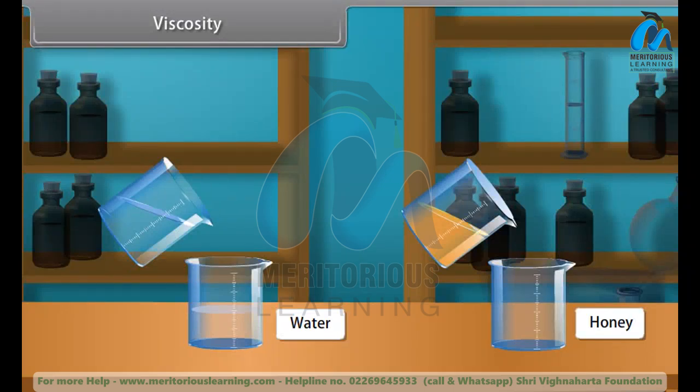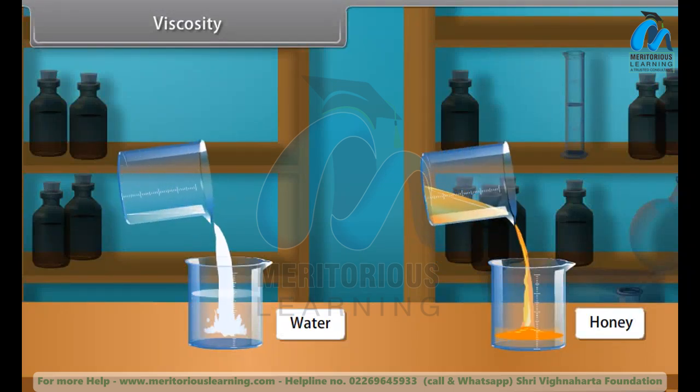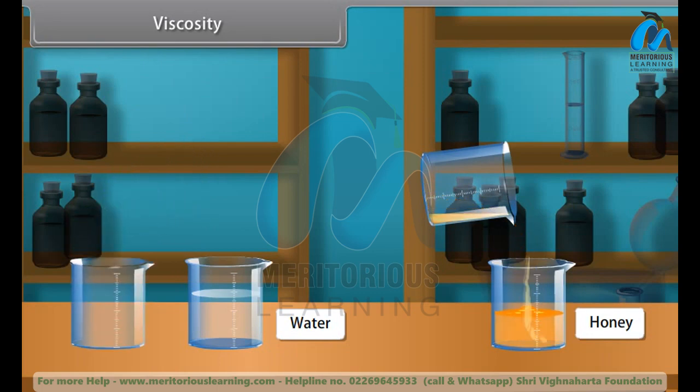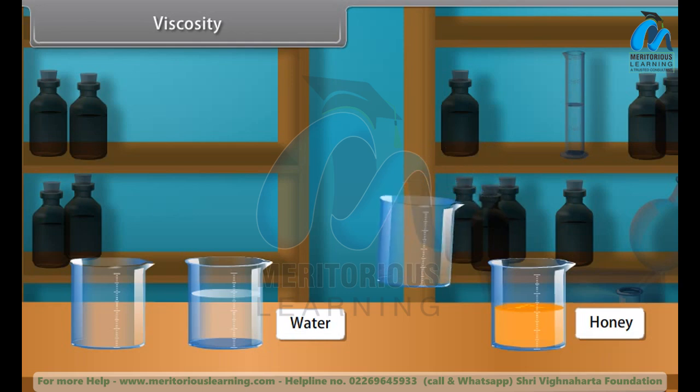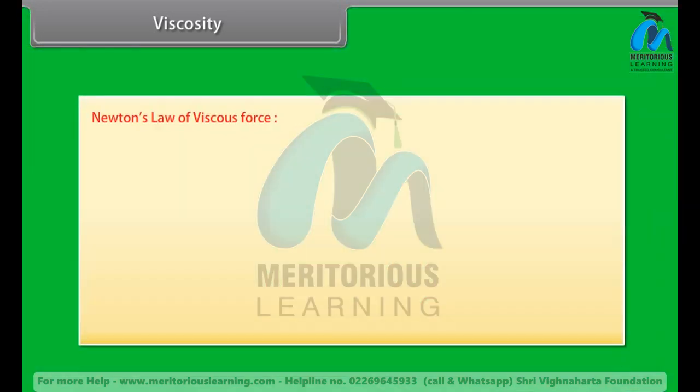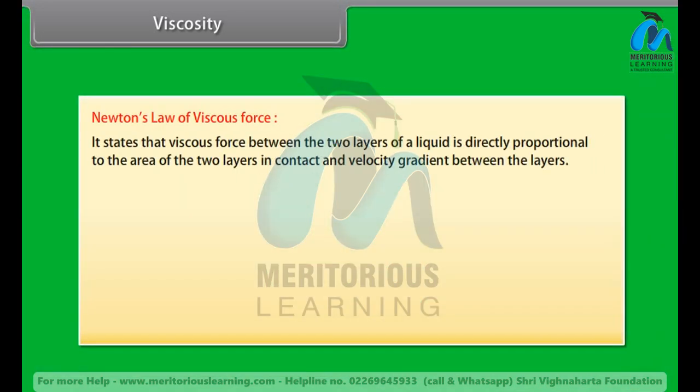Viscosity. It is defined as the property of a liquid by virtue of which an internal resistance comes into play, which tries to destroy the relative motion between the layers. This internal resistance acts tangentially on the layers of the liquid. Newton's law of viscous force states that the viscous force between two layers of a liquid is directly proportional to the area of the two layers in contact and the velocity gradient between the layers. F is directly proportional to A times delta v upon delta x.